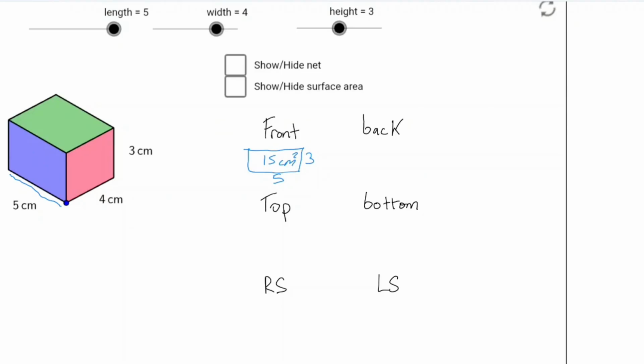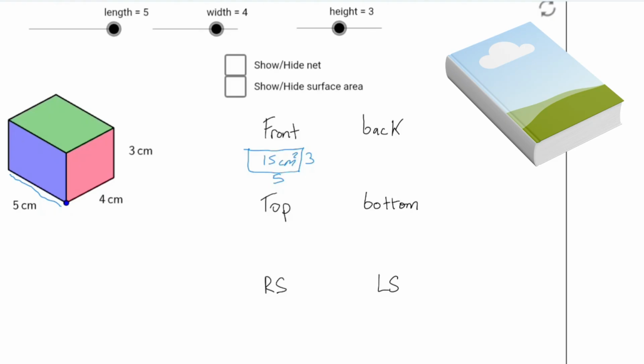Each face has an identical face. Just like if you look at a book, it has identical faces. So the front of a book will be the exact same area as the back of a book. So this would also be 15.